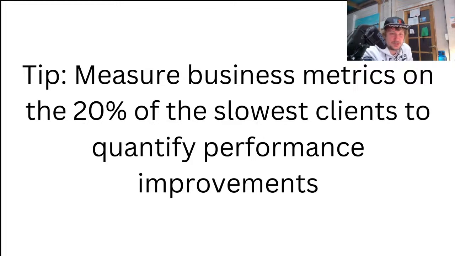What we want to do is to just pick the lower range of, let's say, devices or network bandwidth, and measure the business metrics on those clients. So let's say we can take the conversion rate on the 20% of the users with the slowest connections, and then by optimizing the website, we should see actually big changes in those 20%, and then you can see if you are going in the right direction or not.